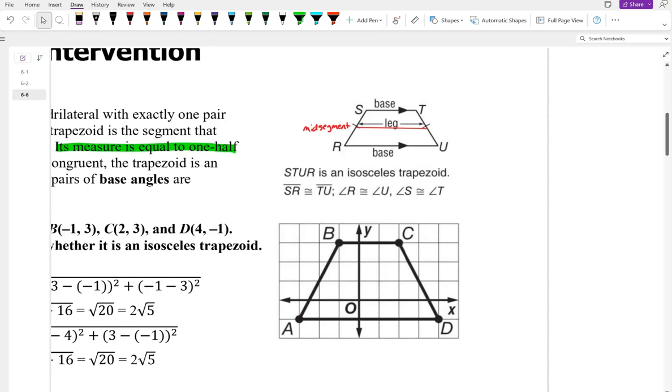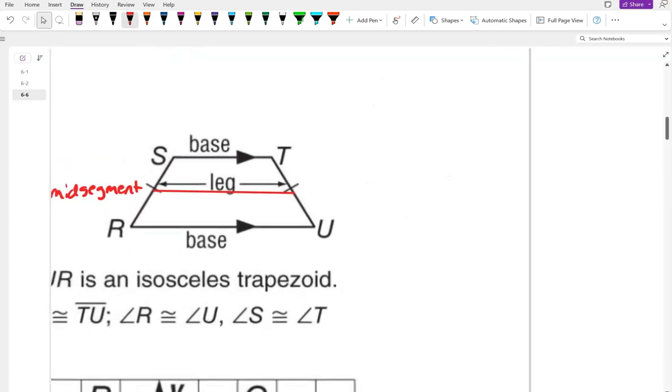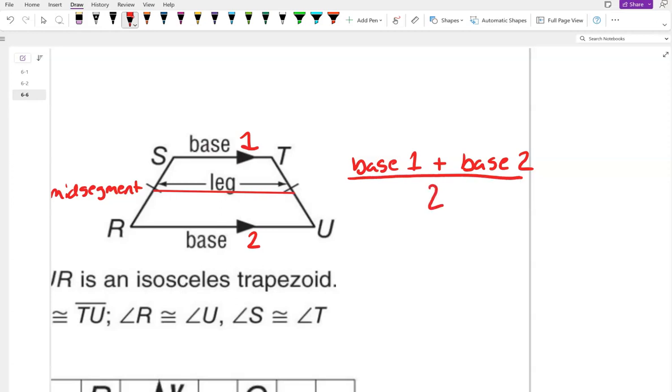Now that wording might sound confusing, so I'm going to try to simplify it. If I imagine that this is base number 1 and this is base number 2, when it says the sum of the two bases, that means I would just do base number 1 plus base number 2, and I would write this because this is technically an equation you're going to use to solve it. But when it says half of the sum of those two bases, you just add the two bases together, and then you just divide by 2. And that's it, right? So when they ask you to find the length of the mid-segment, all you have to do is add those two bases, divide by 2.